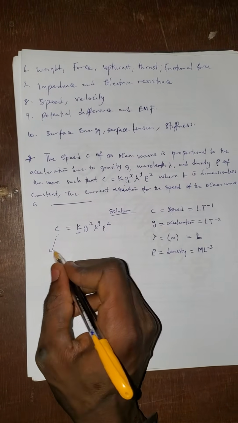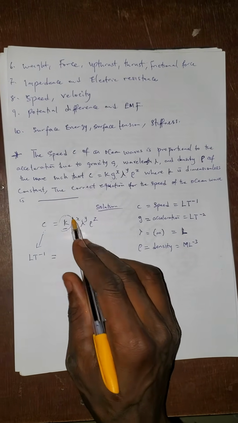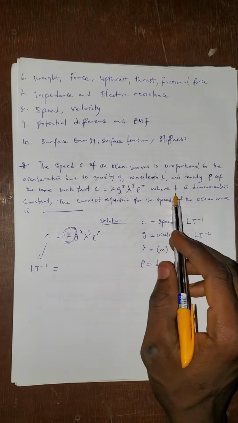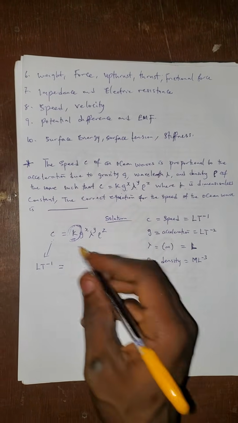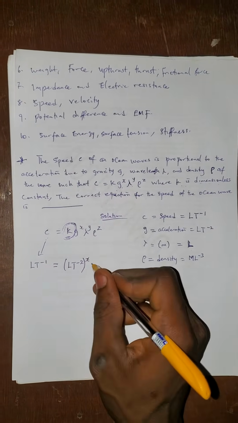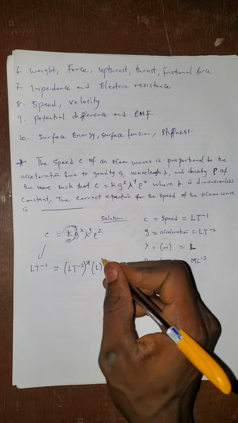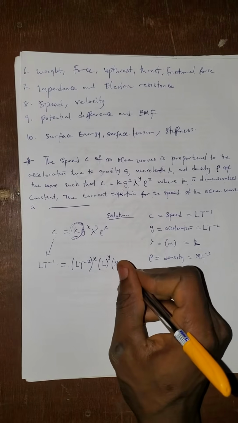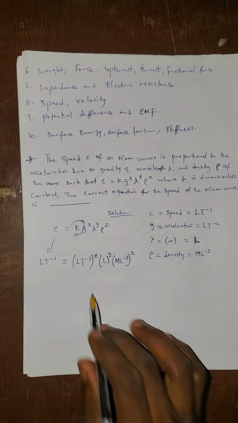So this c is LT raised power minus 1 equals to, we are going to leave the k for now. We are going to include it later, but we just need to pen it when we are dealing with dimension, because it is dimensionless. So what's the dimension for g now? G is LT raised power minus 2 and all raised power what? X. Into the bracket of lambda. The dimension for lambda is L, and it's raised power what? Y. And what you have here is density, and it is ML raised power minus 3, and it is raised power what? Z. Now let us open this power.